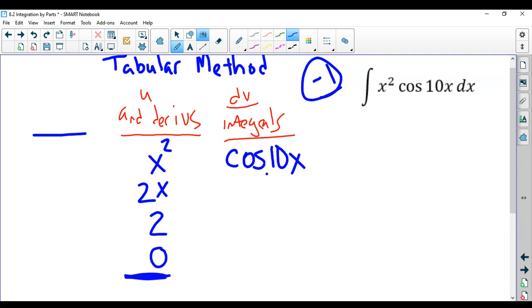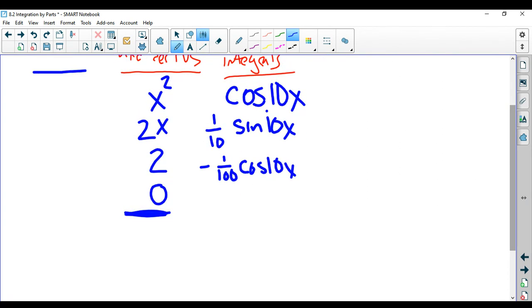So you do the u and derivatives first so you know how many times you have to integrate. You just integrate down to where we had 0 here. So the integral of cosine is sine, but it's 10x, so 1/10. The integral of sine is negative cosine, but it's 10x, so it's negative 1/10. And the integral of cosine, again, is sine, so stays sine 10x, but then times 1/10 again, so -1/1000.